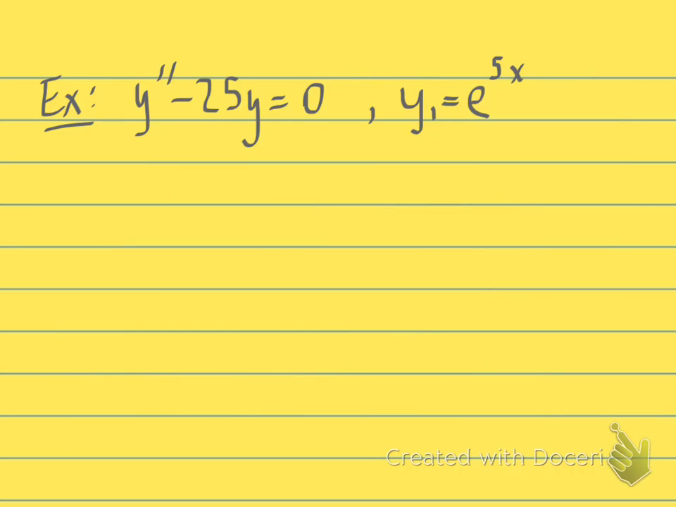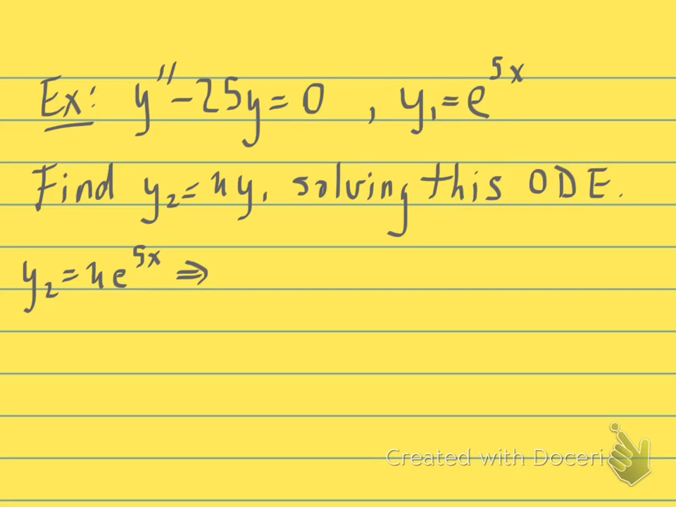So let's take y double prime minus 25y equals 0, and we are told that one solution is e to the 5x. So this is a second order differential equation. Its fundamental set of solutions should have two linearly independent functions. So I'm going to be looking for y2 equaling u times y1 that solves this differential equation.